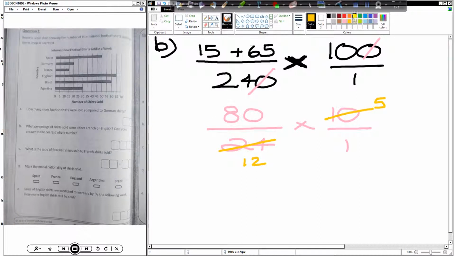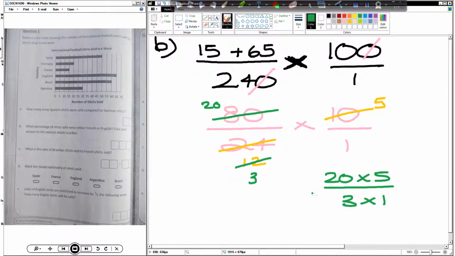Now, we have 80 and 12. What will they both divide by? 4. 12 divided by 4 is 3. And 80 divided by 4 is 20. What do we have left now? On the top, we have 20 times 5. And what do we have left on the bottom? 3 times 1.